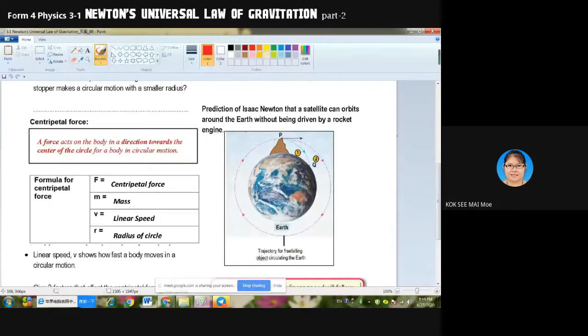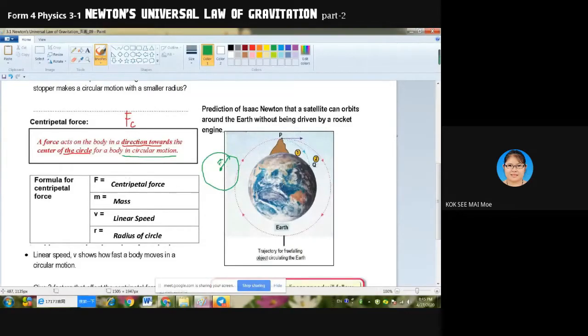Now you need to introduce the centripetal force. We just write FC. There is a force that acts on the body in a direction towards the center of the circle, for a body in a circular motion. So this one is a body. After that, you are pulling the force to the center. This one we call FC, centripetal force.